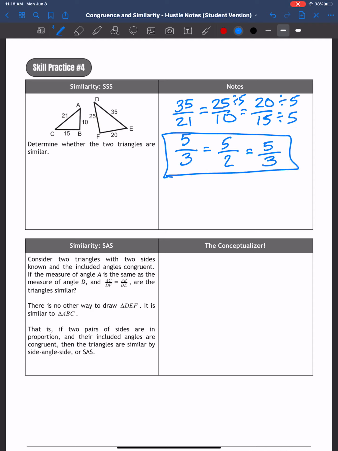Look at all 3 fractions. Are they the same? Nope. This one is not the same as the other, which means your sides are not in proportion. These are not similar.